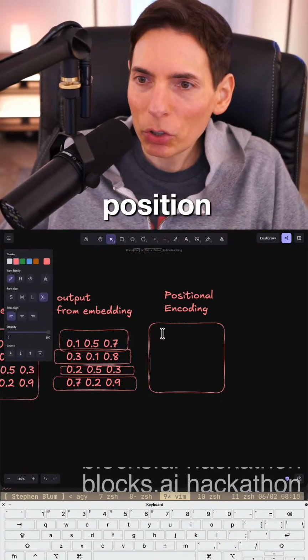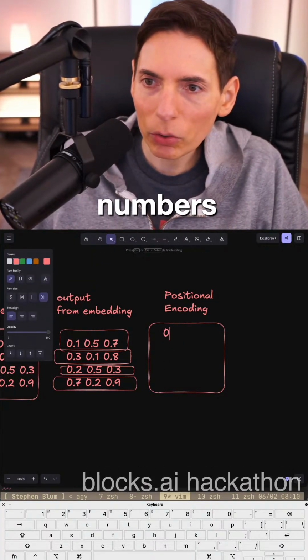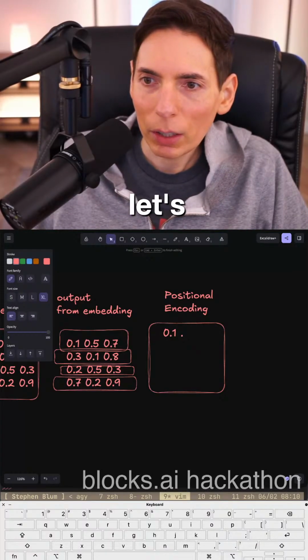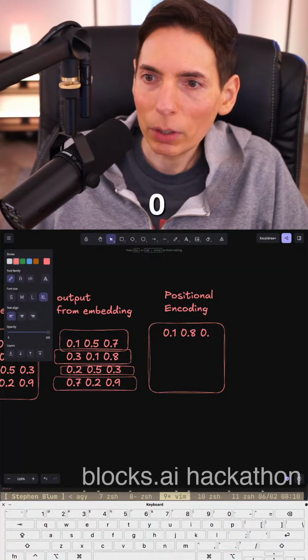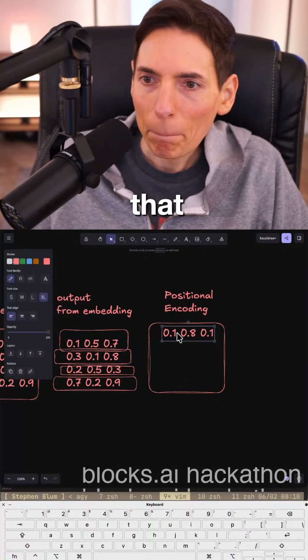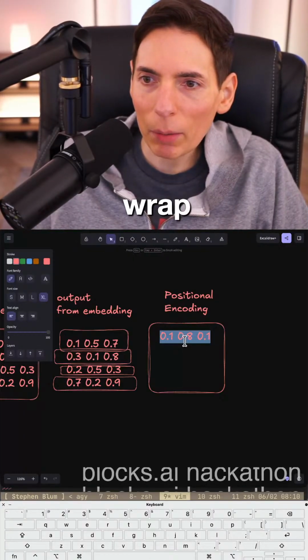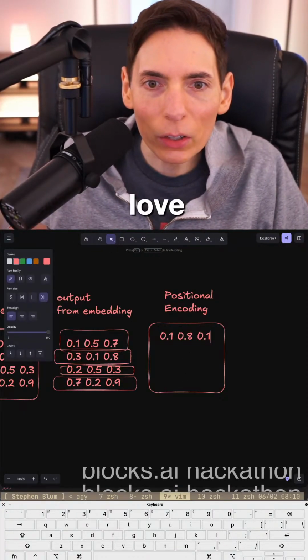So we've got some positional encodings here, which are going to be just more numbers. So we'll say 1, and we'll say like 0.8, 0.1, something like that. And then we just continue. We wrap these up.